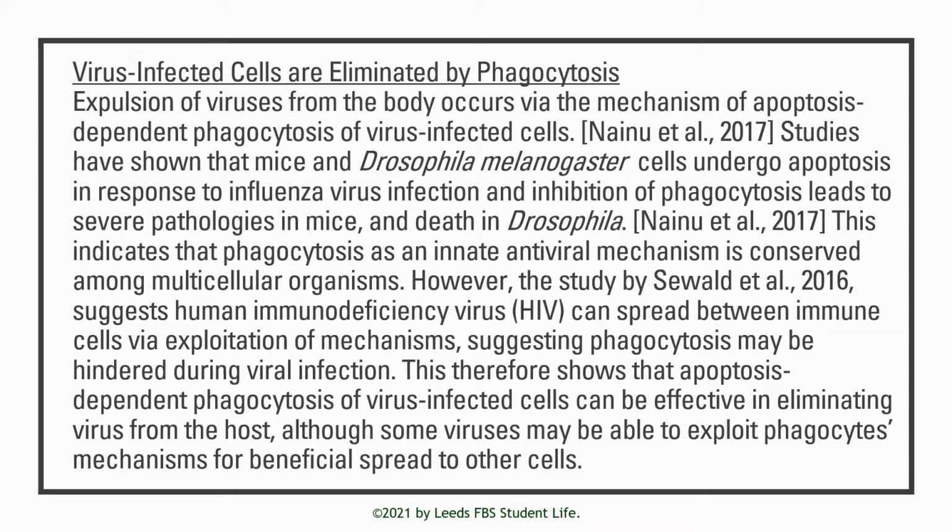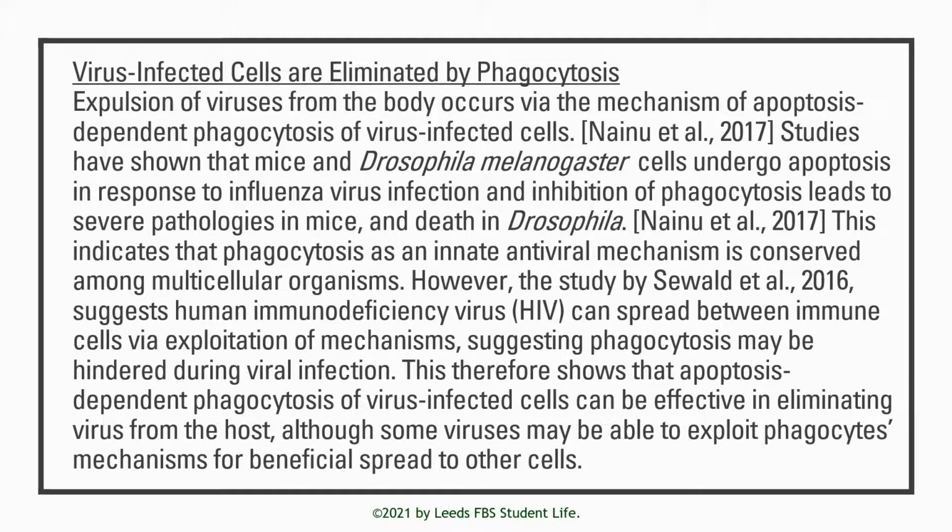So I've just given an example of a paragraph here. So as you can see, I've used an active heading. So I've said virus infected cells are eliminated by phagocytosis. And then again, I'm not going to read through the whole paragraph, but as you read through, you'll be able to see that we've got the key point to start with, and I've made sure to also include relevant citations as well.